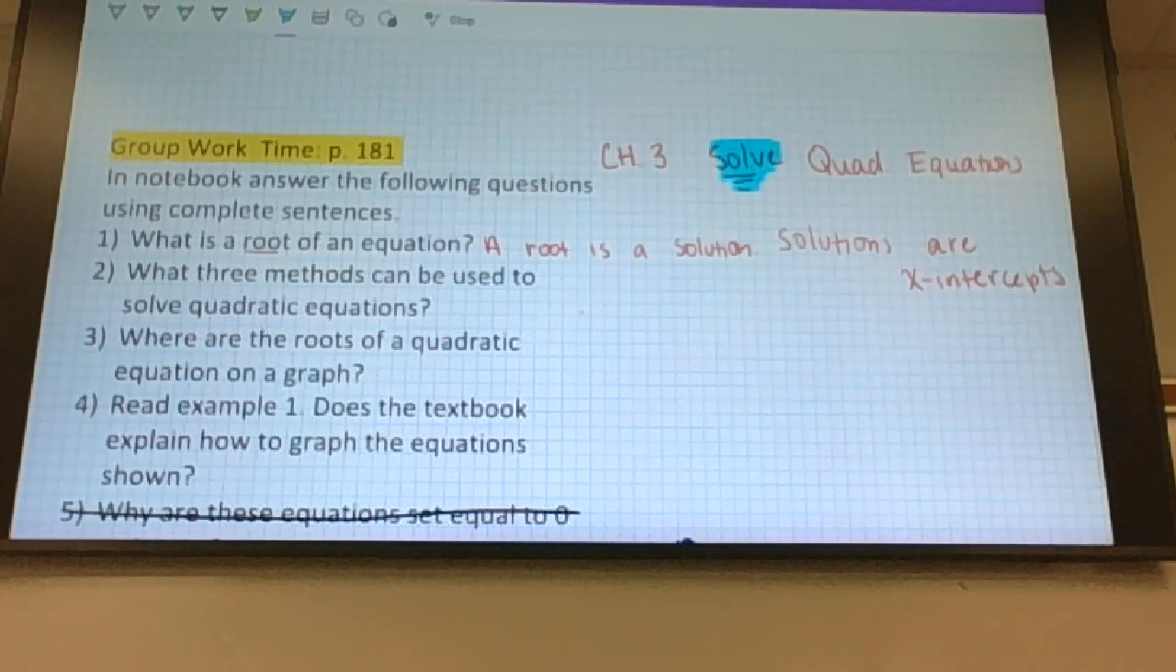Okay, next, what 3 methods can be used to solve? And actually, there's more than 3. We're going to solve quadratic equations in 5 ways. That's why this chapter is so thick. We spend so long talking about how to solve equations. But what three methods does it show right there on page 181?